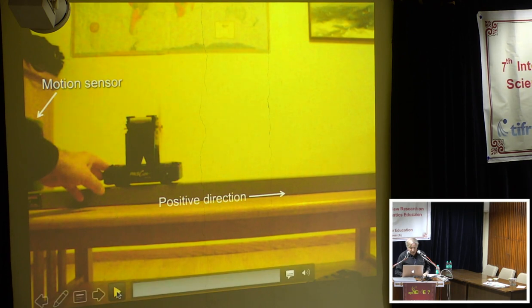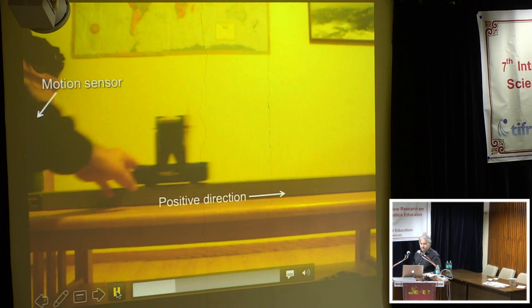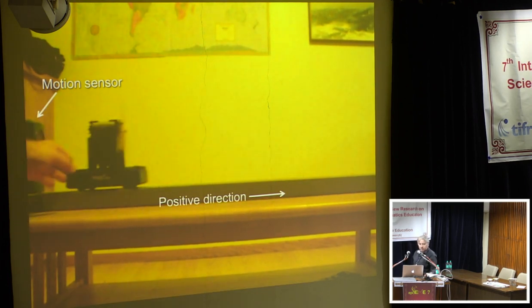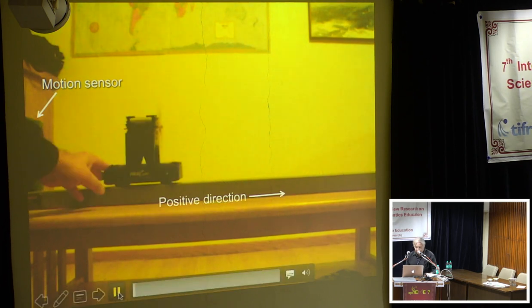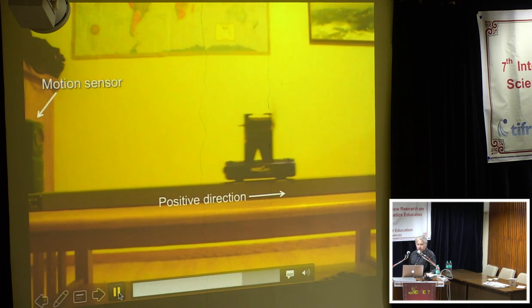So here is the demonstration. Okay? That's the motion of the cart. I'll do it one more time. Give it a push, and it comes back.